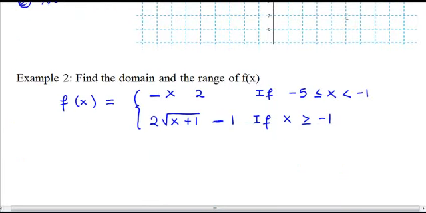Now look at example 2. They're asking us to find the domain and the range of f of x. Here's our function. f of x equals x minus 2 if x is between minus 5 and minus 1, where we cannot include minus 1, and we can include minus 5. Then f of x equals 2 times the square root of x plus 1, minus 1, if x is greater than or equal to minus 1.